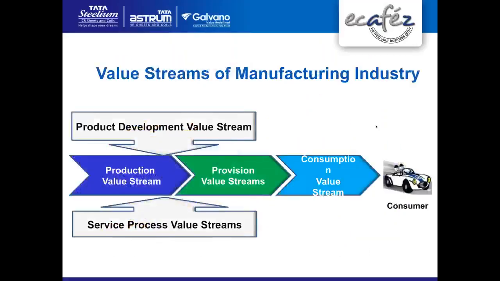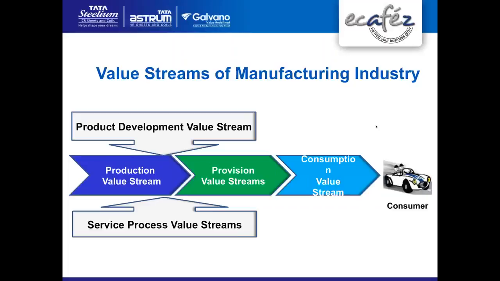So in a manufacturing industry, we can broadly classify the various value streams, like the production value stream, and the provision value stream, which is involved in the marketing of the product, and the consumption value stream, how the product is used by the customer. Then the two most important supporting value streams are product development and service processes. Today, every customer wants something new. So whether it is a small company or a big company, they have to invest time, effort and money in product development, because that is going to help them come out with new products. In the same way, service process value streams like purchasing, accounts, finance and HR are the service processes that should support the company.